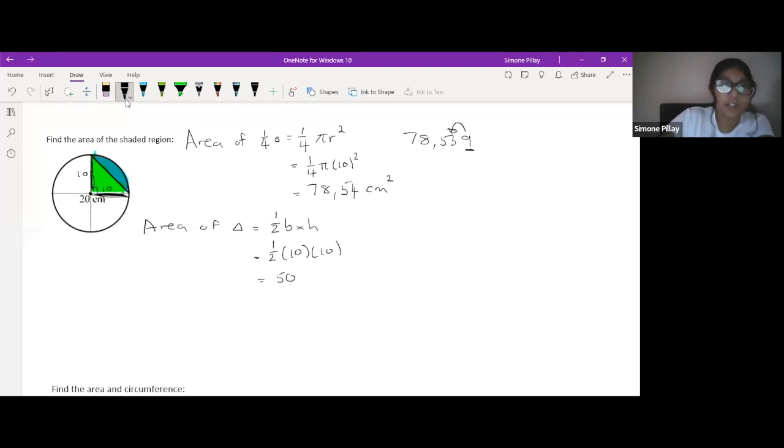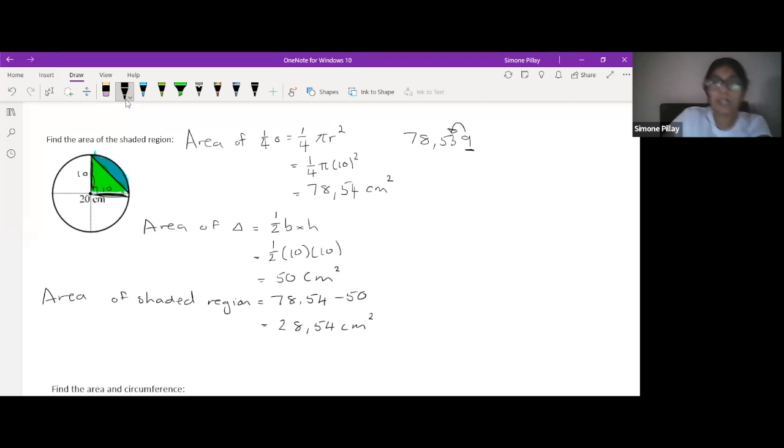Now, to find the area of my shaded region, it's not so bad. Area of shaded region is going to be equal to 78,54 minus 50, and that is going to give me 28,54. And let's not forget units, guys, when we do this.